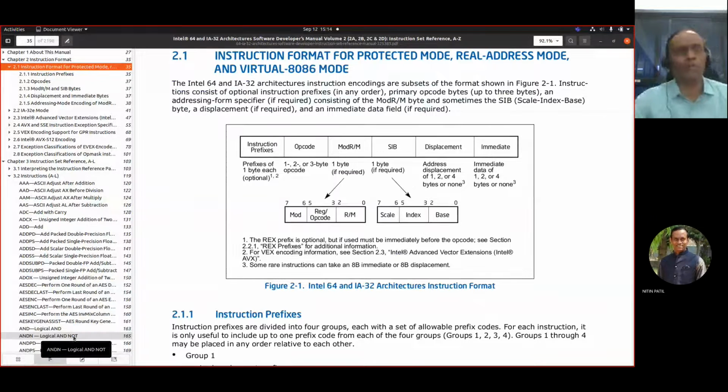So let us make use of page numbers, for example 35, 36. Now this is dedicated to how exactly the instruction format should be. Intel follows this particular format by dividing it into 6 different compartments: instruction prefixes, opcode, mod RM, SIB, displacement, and immediate.